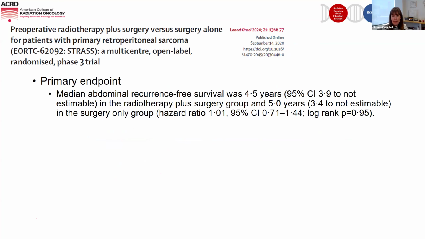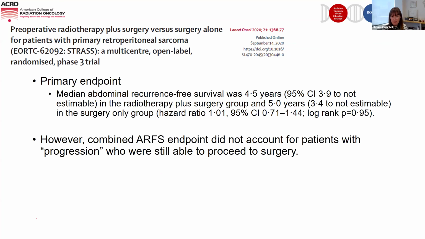And so overall, with the primary endpoint, as discussed in the last slide, what we found is there was not a significant improvement in abdominal recurrence-free survival with the addition of preoperative radiation to surgery in retroperitoneal sarcomas. So we can see that these were not significantly different, these numbers there. However, what you know is that this combined endpoint did not account for those patients. So a patient could have been deemed a progression. However, they still went to surgery. So then you're really questioning, is that actually an event? If a patient went to surgery and had a gross total resection, an R0, R1 resection, do we really consider that a failure? And the answer should be no.